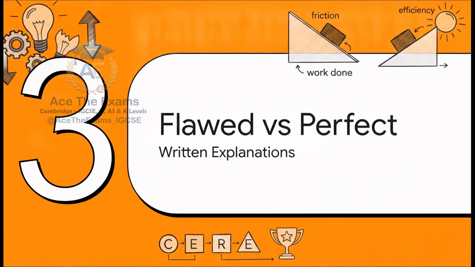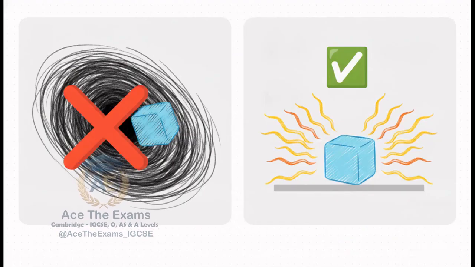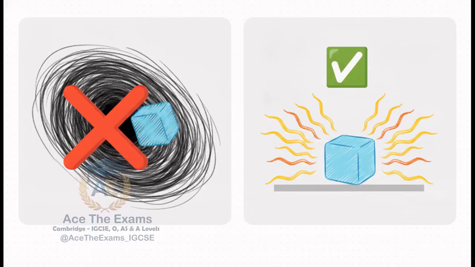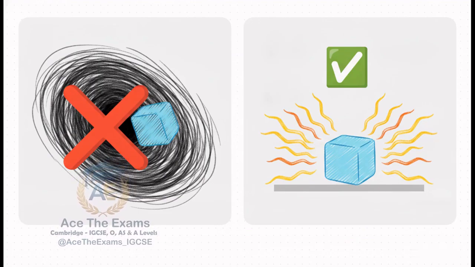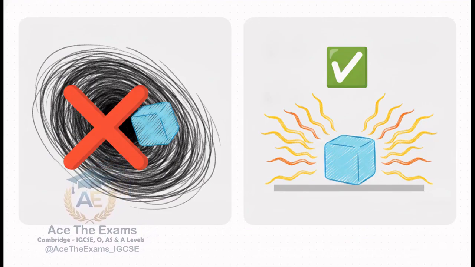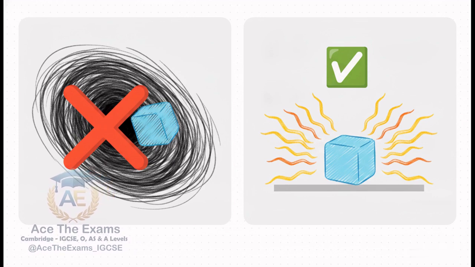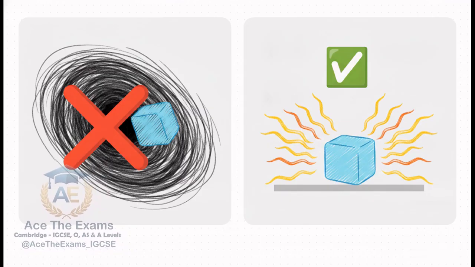So let's take a look at flawed versus perfect answers. Let's see how our CERE framework transforms a failing response into a top-band masterpiece. A flawed answer will say something like, energy is lost as heat. And honestly, it feels correct, right? But it directly violates the conservation law. Energy is never just lost.